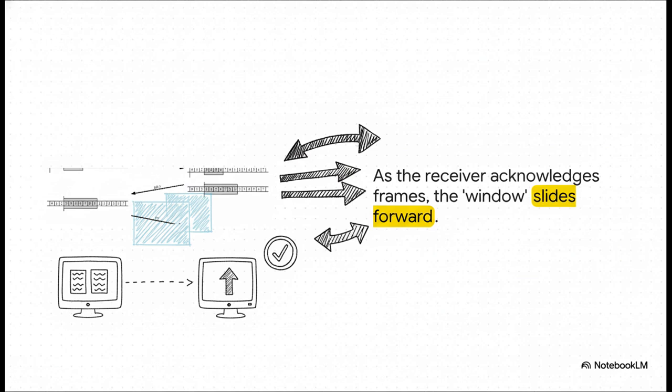As the receiver gets and processes those frames, it sends back a single, efficient acknowledgement. It basically says, "Hey, I've received everything up to frame 2 and I'm ready for frame 3." As soon as the sender gets this, it knows the first batch made it safely, and its window slides forward, allowing it to send the next set of frames.